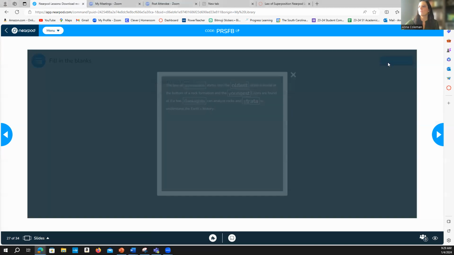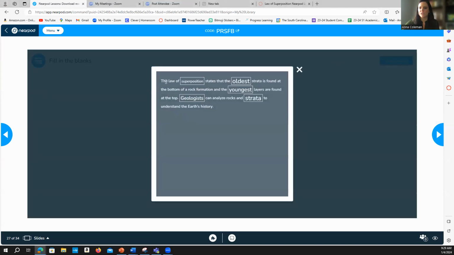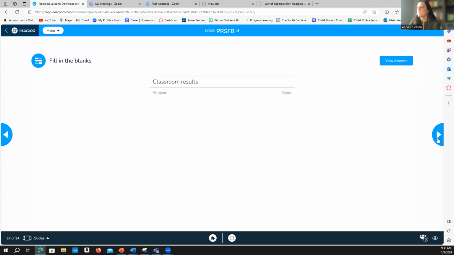All right, so let's go over that answer. This should have been super easy for you. The law of superposition states that the oldest strata is found at the bottom of a rock formation and the youngest layers are found at the top. Geologists can analyze rocks and strata to understand the Earth's history. So hopefully you got those correct based on our lesson today.